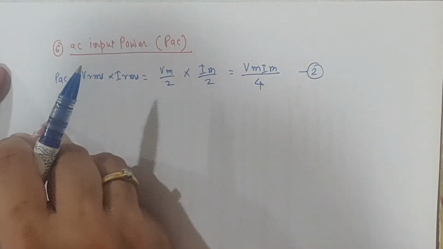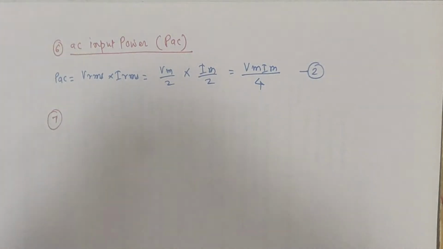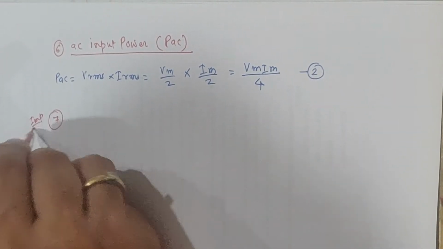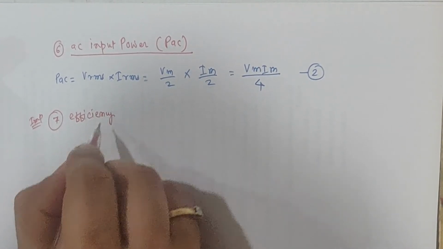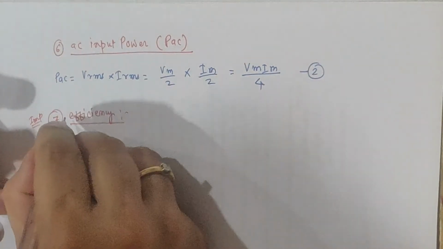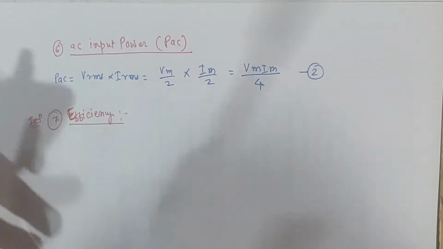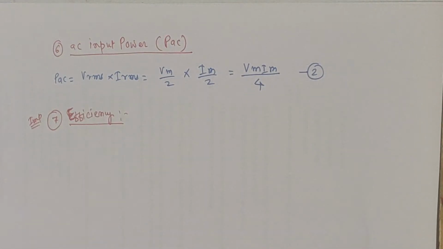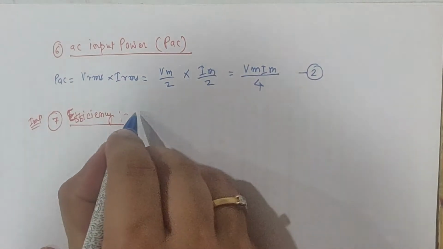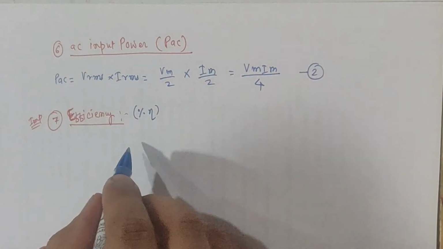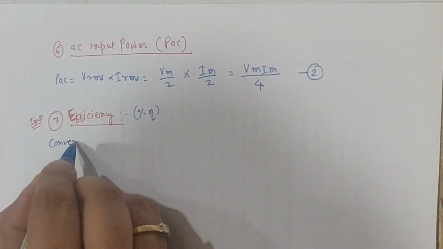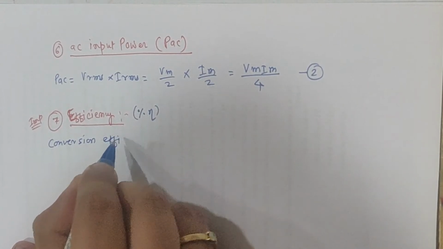Now let us go for the next term, which is very important, which is asked in the examination often, that is efficiency. How efficiently the circuit is performing, how efficiently the circuit has converted the AC input power to DC output power. Okay, and it is represented by percentage eta. Now how to define that? It is also called conversion efficiency.